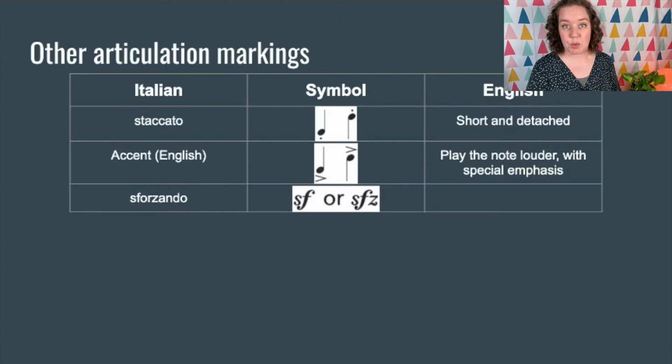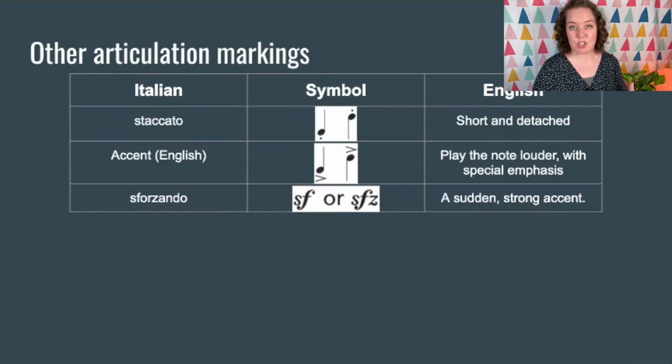Next one is called sforzando, and you can see that sometimes as an SF or an SFZ. And a sforzando is a sudden, strong accent. So it's like an accent, but even bigger. There's a lot of misunderstanding about sforzando. A lot of teachers or directors teach it as it means to play really, really loud, and then get soft, and then get gradually louder, which is not exactly true. Sforzando is just a strong note.